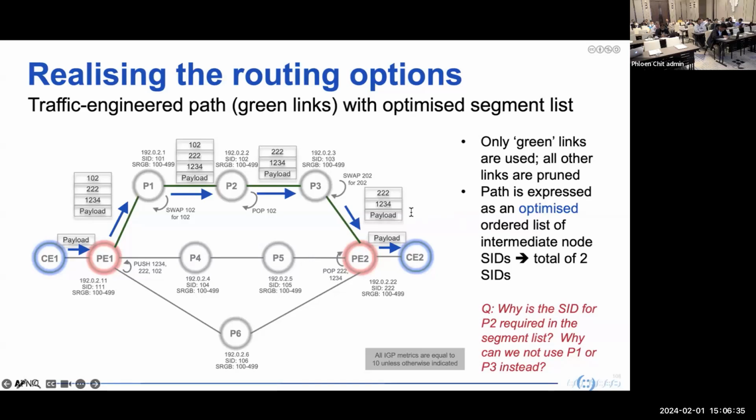And the case of using P3 also has a similar problem. From P3 to PE2 is fine, because it is directly connected. But from PE1 to P3, it is not sure. It has one path, one hop, two hop, three hop like this, and it has another path, one hop, two hop, and then three hop. So it has ECMP from PE1 to P3. That's why P2 is the only intermediate node that can make sure the traffic forwarding stays on the green links after optimization.